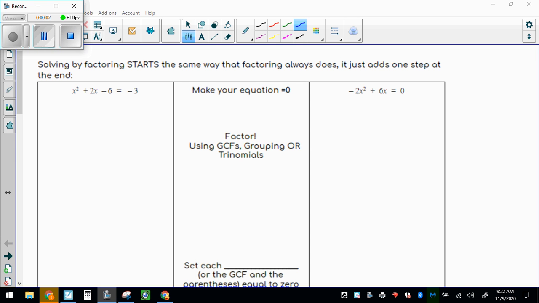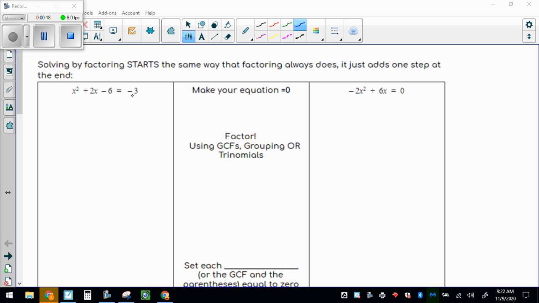Chapter 5.6 notes: solving by factoring. Solving by factoring starts the same way that factoring always does. It just adds one step at the end. But before we get started, we need to make sure the polynomial is set equal to 0.